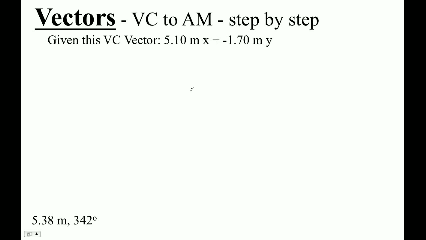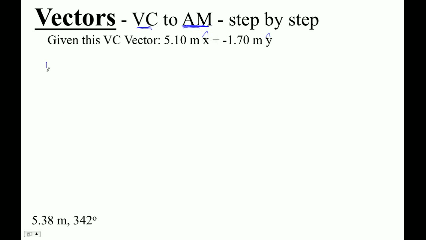In this video, I'm going to show you how to convert a component vector like this one, right? And that should have a little hat over it, right? 5.1 meters in the x-hat and negative 1.70 meters in the y-hat. How to draw that vector, how to convert it to an angle magnitude vector. That's what I mean by AM. So, vector component converting to angle magnitude vector, okay?